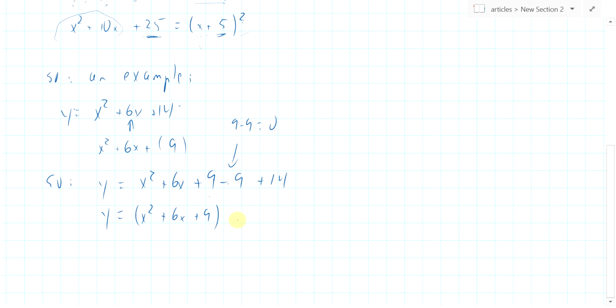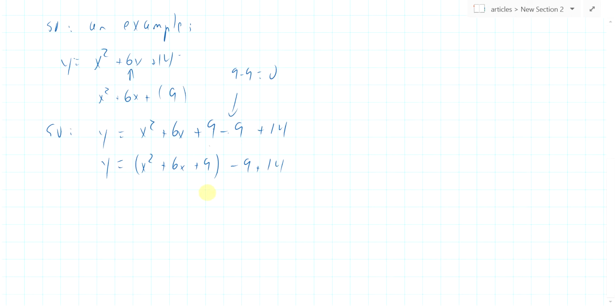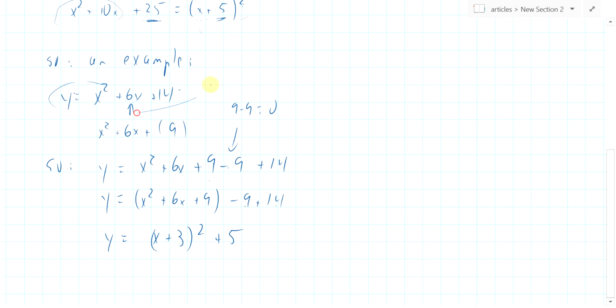There's that bit. And then minus 9 plus 14. This bit I know is x plus 3 quantity squared. Minus 9 plus 14 is plus 5. So now I've rewritten this as this. I can't tell by looking at this just where it is. Has it been moved left, right, up, or down?